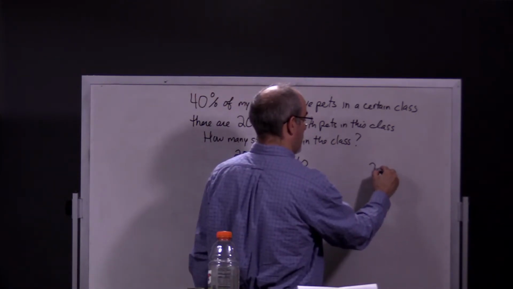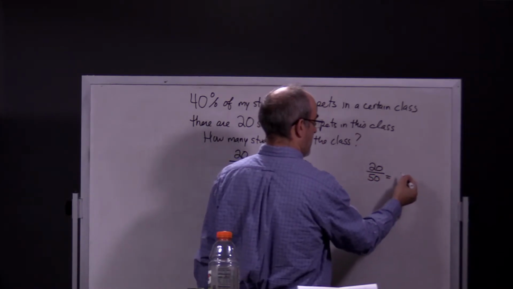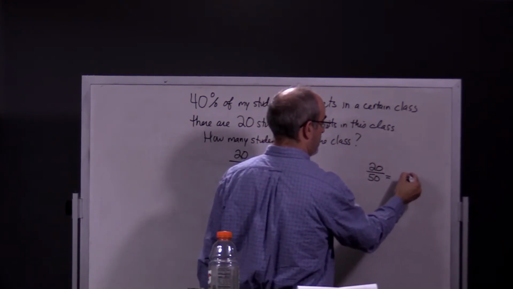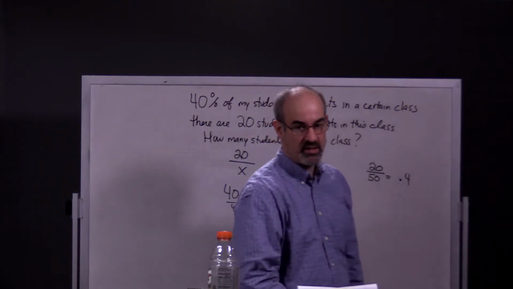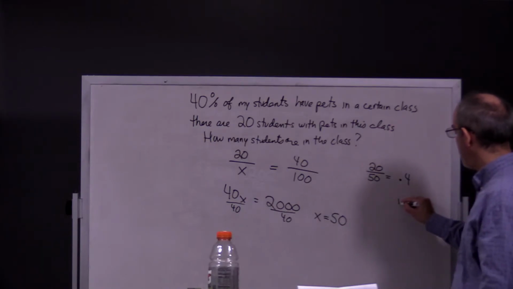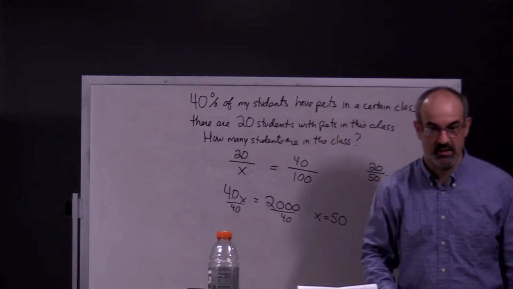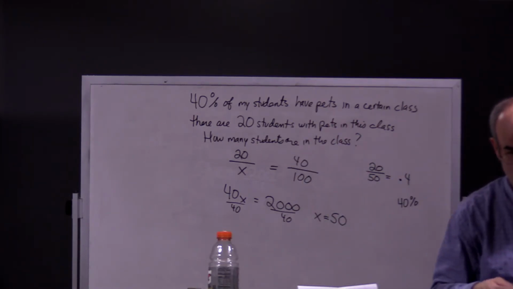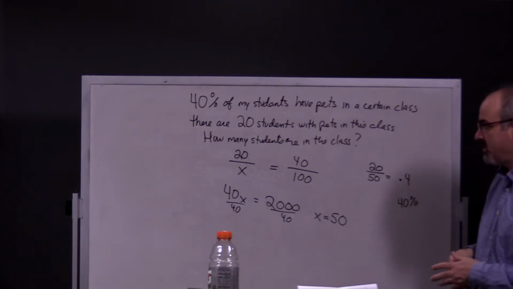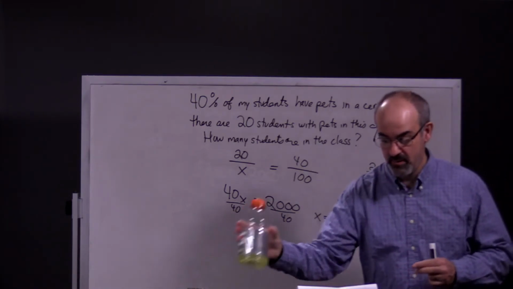If there's 20 people with pets and there's 50 people in class, if you did this on a calculator, 20 divided by 50 is 0.4. 0.4 is 40%, which matches because 40% of the students have pets. I shouldn't say it makes sense, I should say it matches. It works, it's the right answer. So the answer is 50. There's 50 students in class.